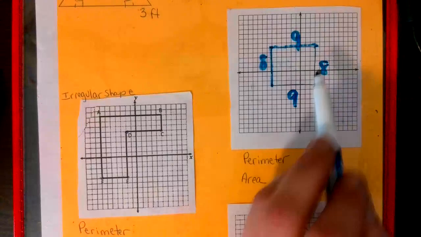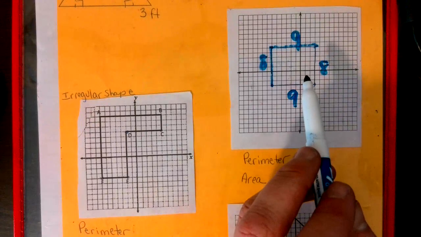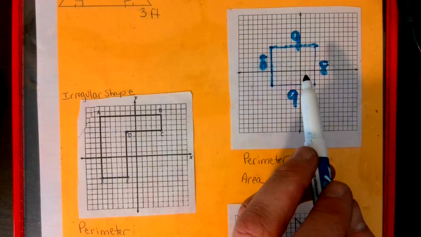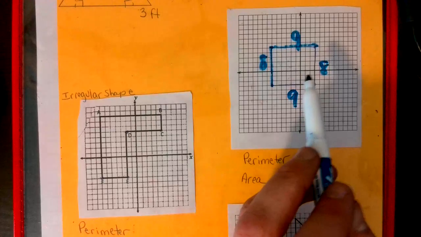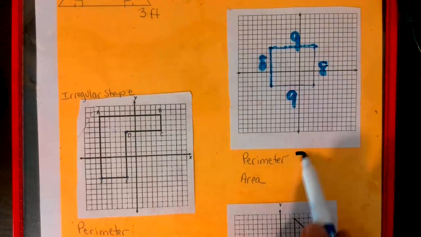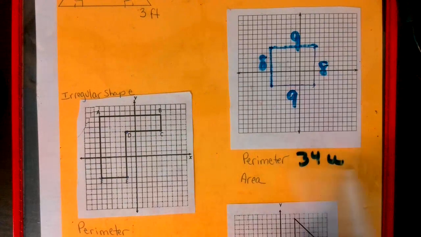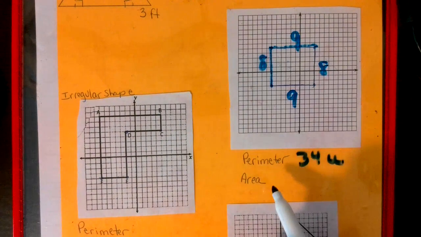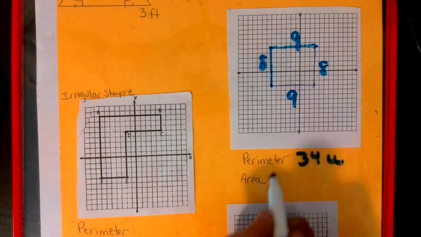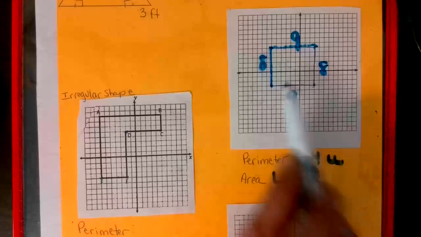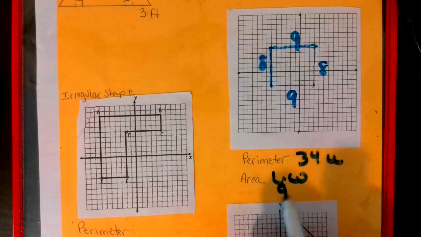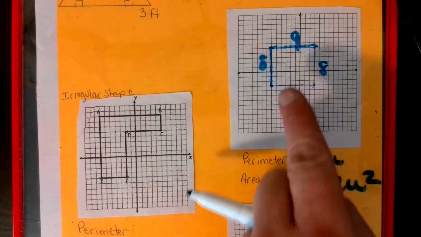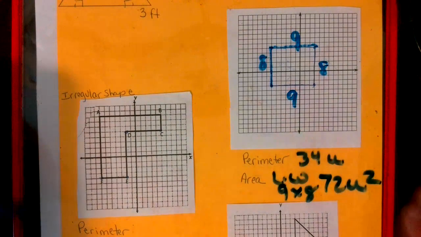9 plus 9 plus 8 plus 8. So if we add them up, 9 plus 9, 8 plus 8, we're going to get an answer of 34 units. There is no squared on this. This is a P, perimeter. Area has a little 2. Area is length times width or base times height. 9 times 8, which is 72 units squared. That's for that one. Now we're going to an irregular shape.